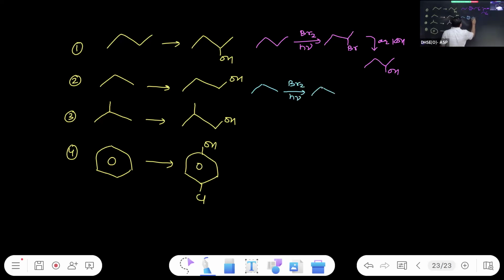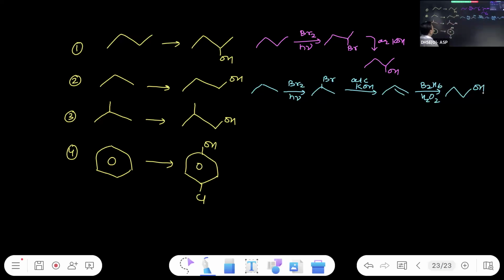So bromination, 2-bromo, but we need the terminal position, so we can use alcoholic KOH. Then the terminal alcohol by B2H6 in the presence of H2O2. Note down.